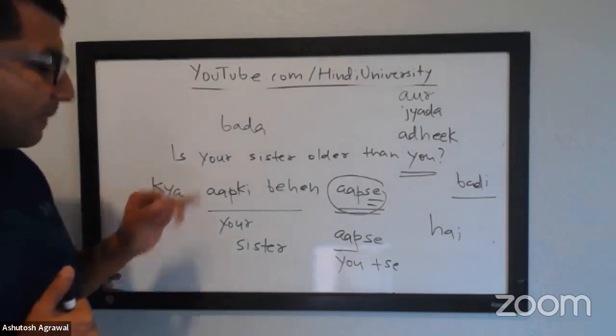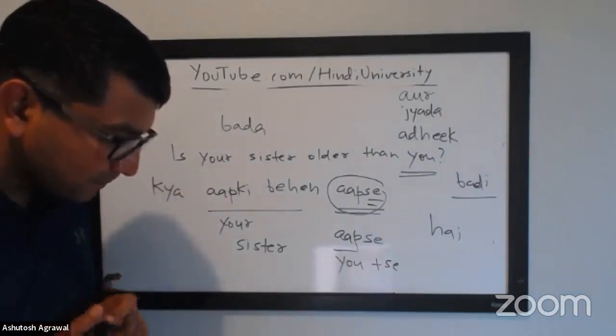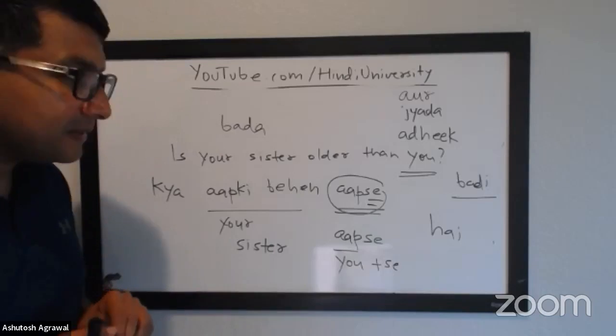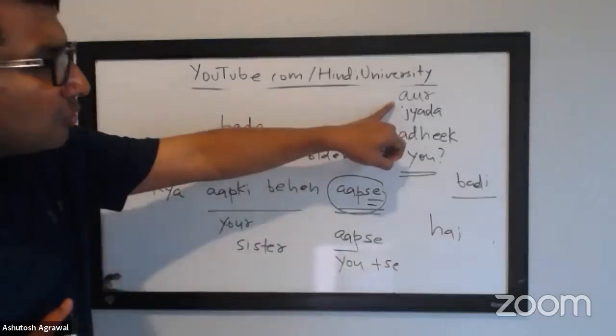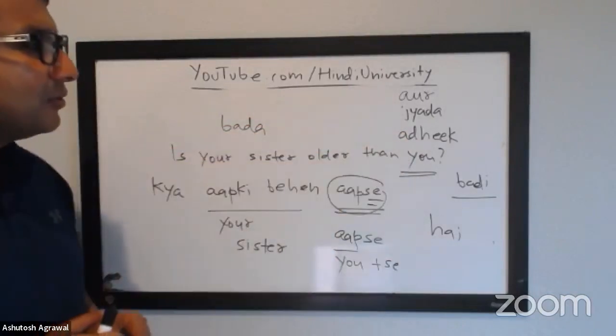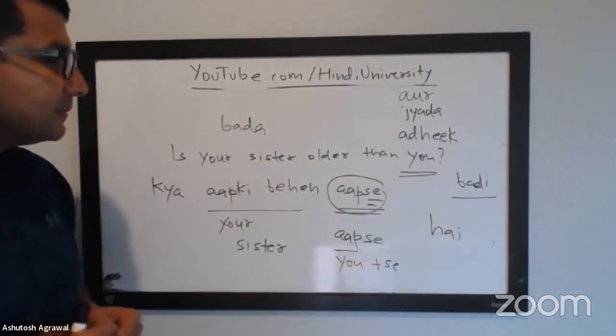So Asuji, then any of those words would have been okay in there, jada or adhik? Yeah, you can. Okay, done. So aur would not go, but jada and adhik, you can say that. Adhik badi hai.